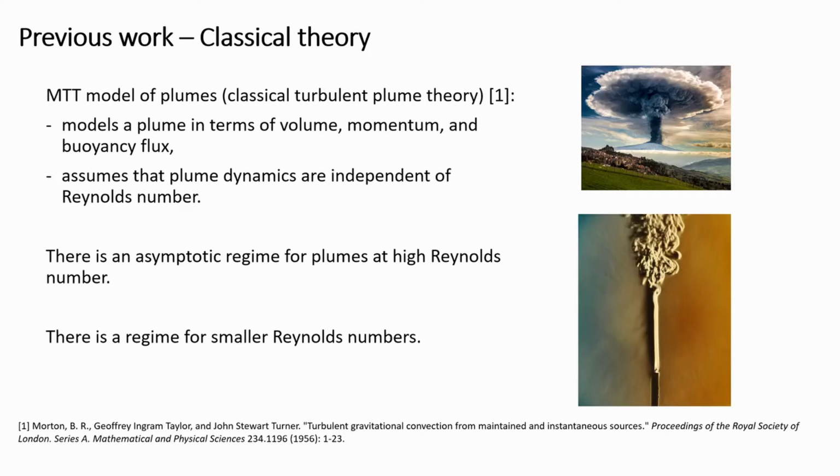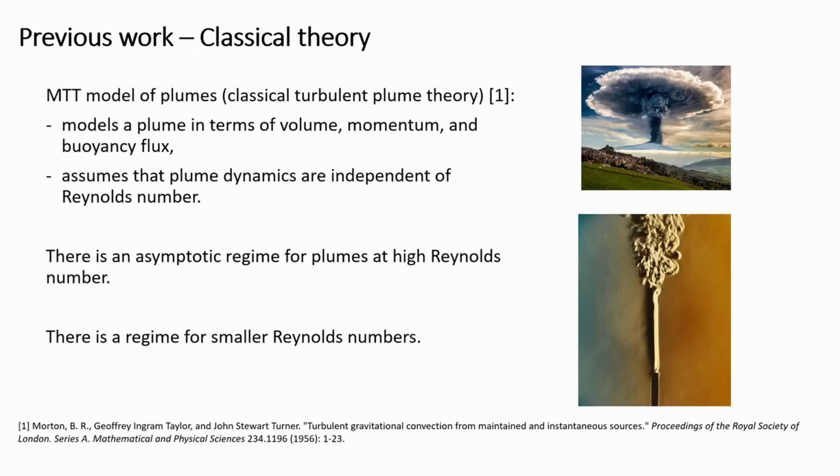Their model, which is often referred to as the MTT model, models a plume in terms of its volume, momentum and buoyancy fluxes. It's a fairly simple but useful model, which has been studied extensively by many subsequent authors. The MTT model uses an entrainment assumption to close the equations and therefore does not take into account the Reynolds number of the flow. And for some applications, such as volcanic eruptions, where the Reynolds number is something like 10^7, 10^8, 10^9, they don't need to.